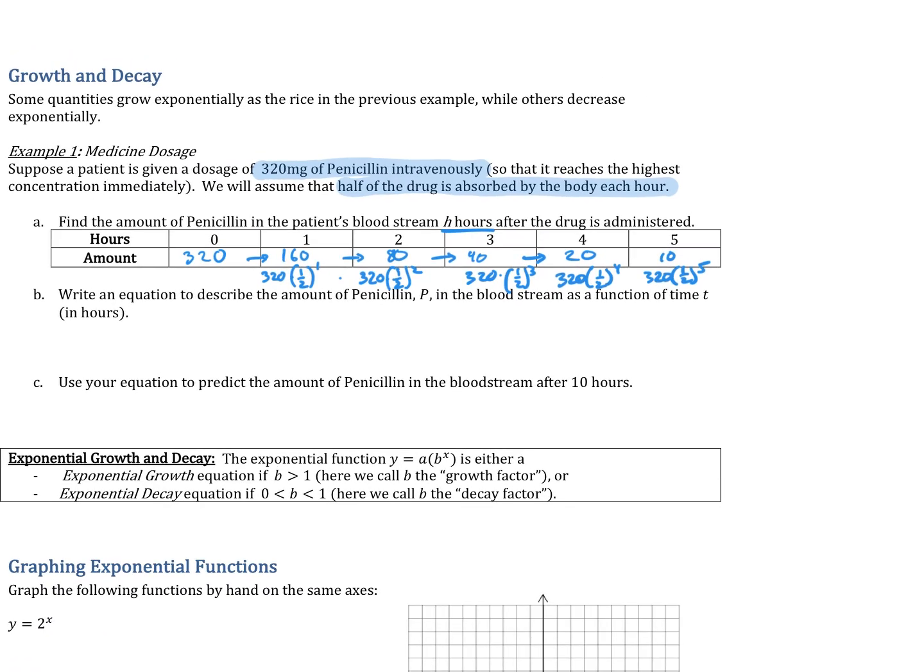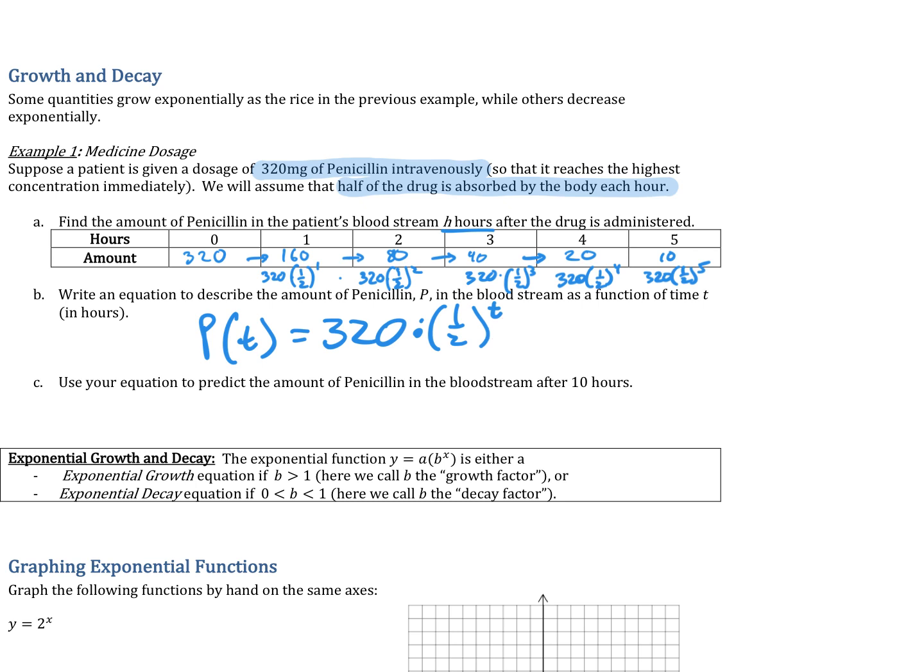So we can write an equation for this. The amount of penicillin after T hours would be 320 times 1/2 to the T power. This is our starting amount, you'll notice. And 1/2 is the ratio that's happening every hour, 1/2 as much. If it was getting absorbed faster, if we were cutting down by 1/3, this would be a 1/3 to the T power.